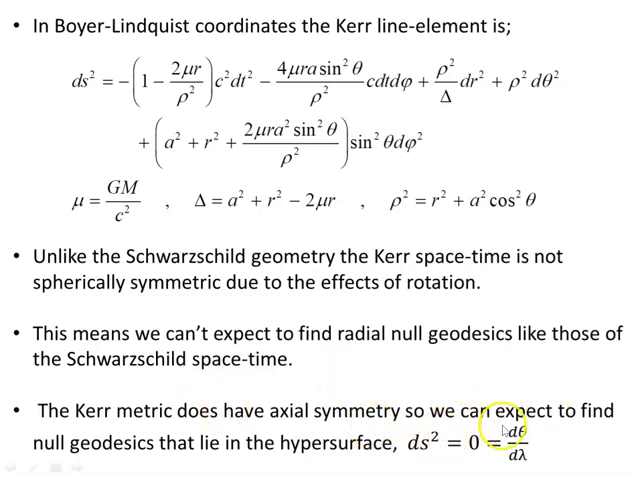So with the axial symmetry of the Kerr geometry, we can expect to find null geodesics that lie in the hypersurface ds squared equals 0 for null particles, and d theta d lambda set to 0. So for constant theta, we can find hypersurfaces that contain null geodesics. All right, next one.